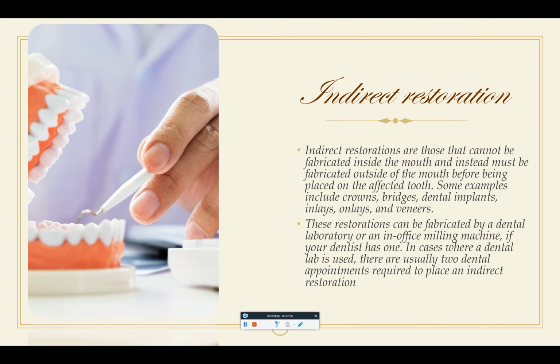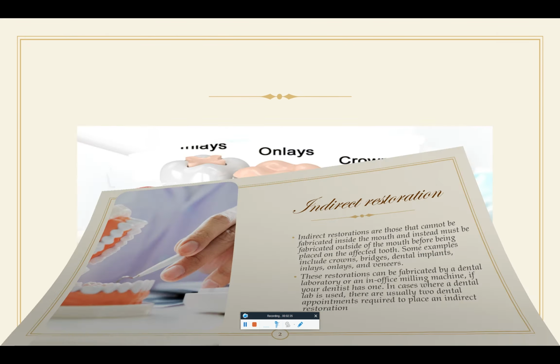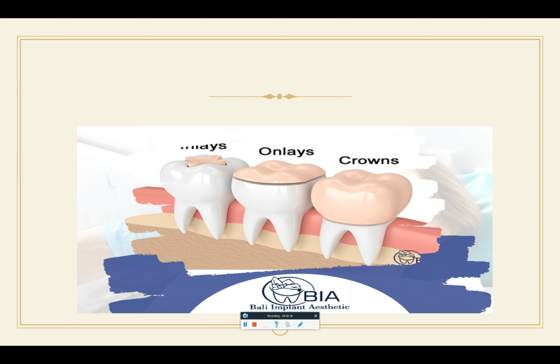So, as you see in this picture, there are the types of indirect restoration I have been mentioning. First is inlay, and this is how it looks, then onlay, and this is a full crown.